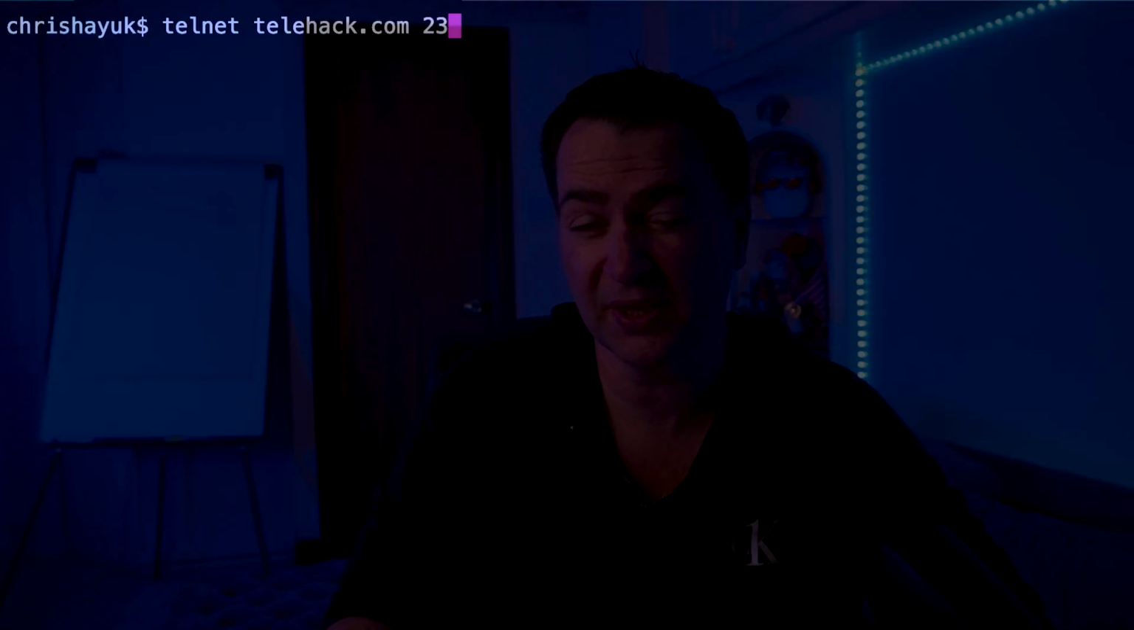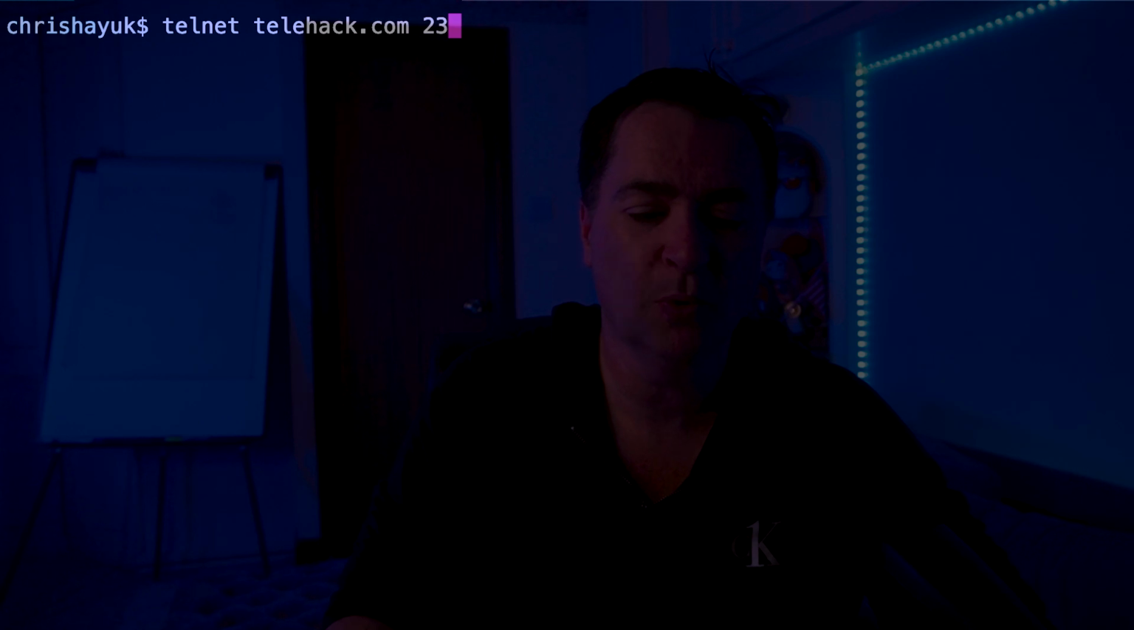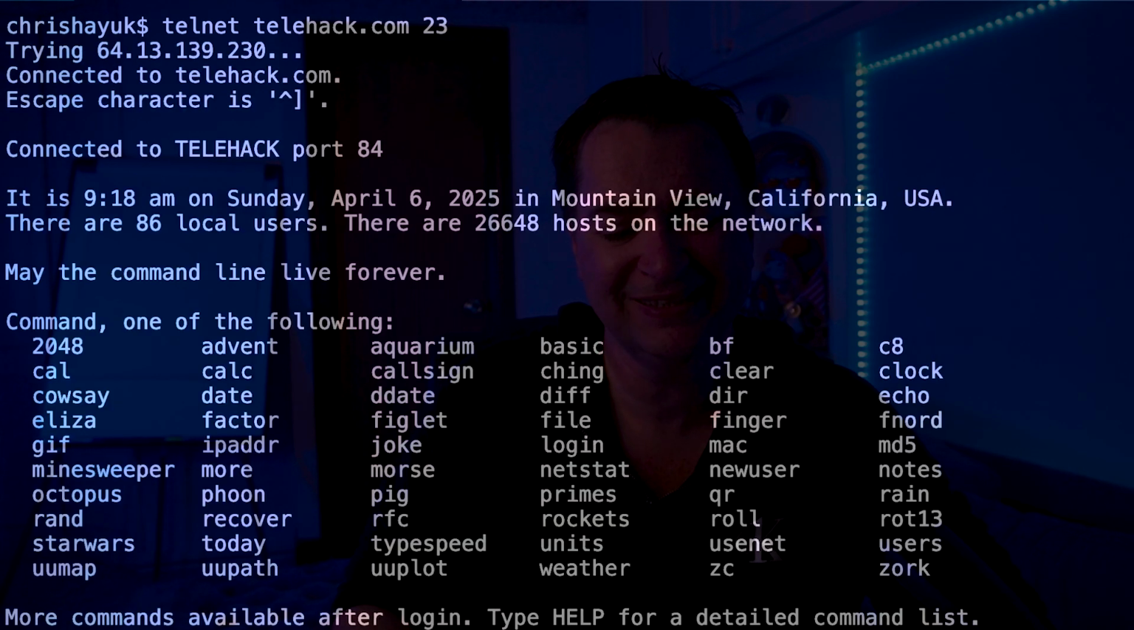So if you want to understand what's going on under the hood with Telnet and why I think it's useful: when I make the call to telehack.com on port 23, you can see there's a little bit of negotiation going on. It's trying this here, and then I'm connected, and then it gives me a few notes. The escape character is blah, blah, blah. And that is part of the protocol negotiation.